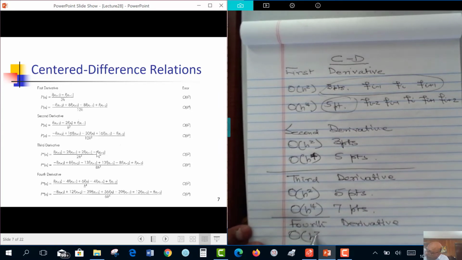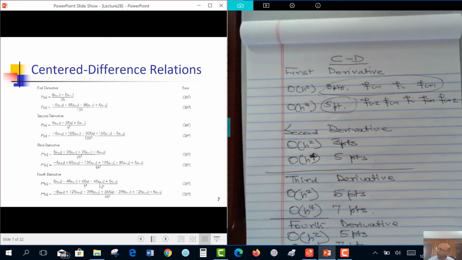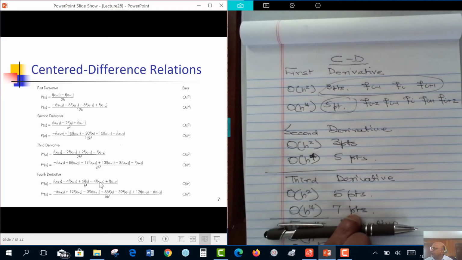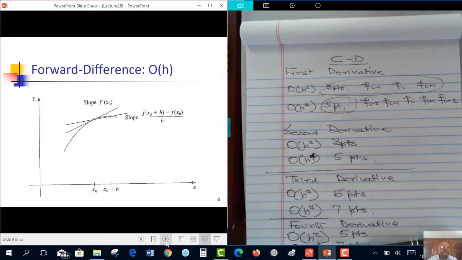Order h squared. Fourth derivative requires the same 5 points. And then order h4 will require 7 points. So now when we go to fifth derivative, order h squared will require 7 points, you will find. Okay, we'll do a numerical example at the end.